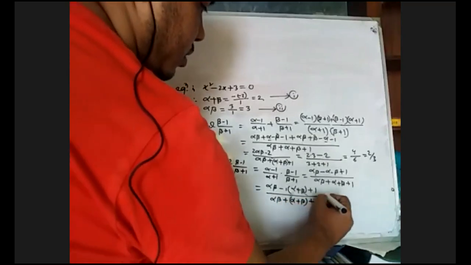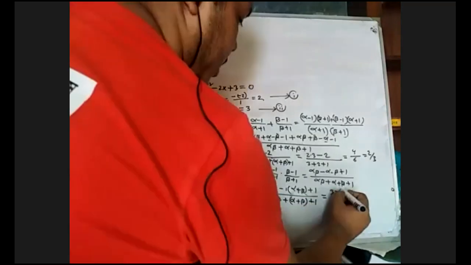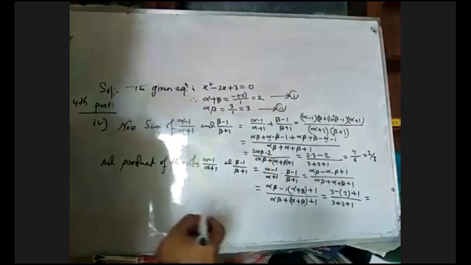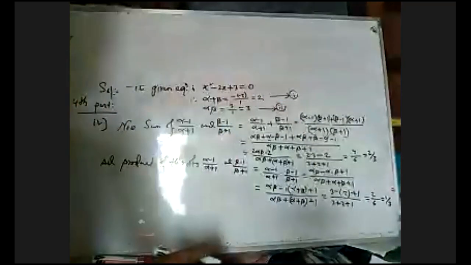Now alpha into beta is 3, and alpha plus beta is 2. So 3 minus 2 plus 1, divided by 3 plus 2 plus 1. This equals 2 divided by 6, that means 1 by 3.